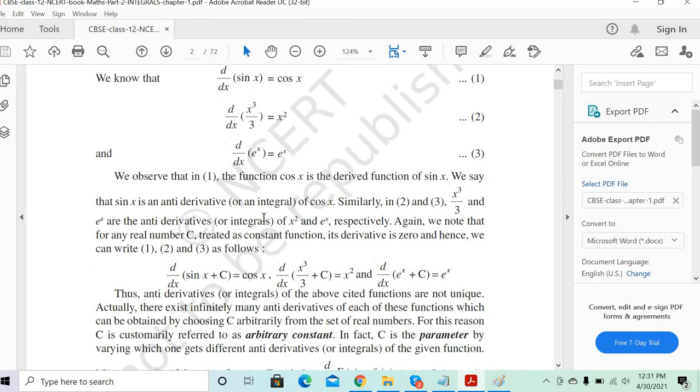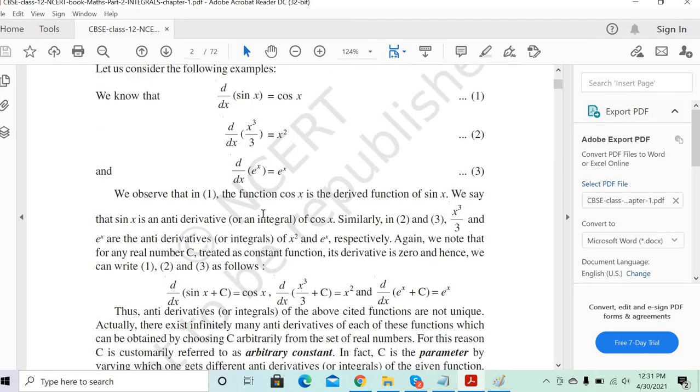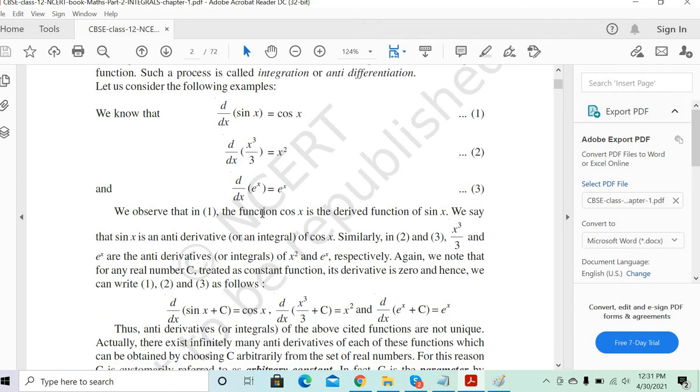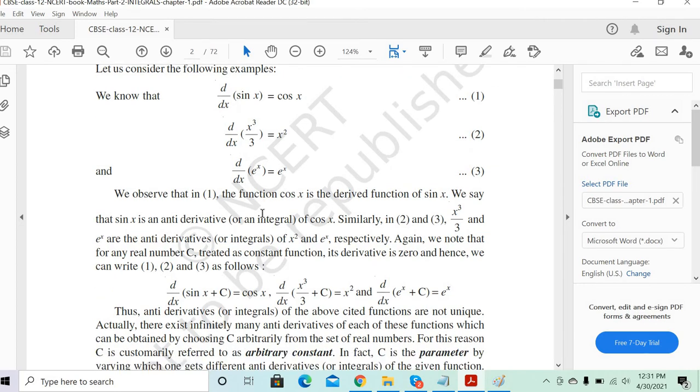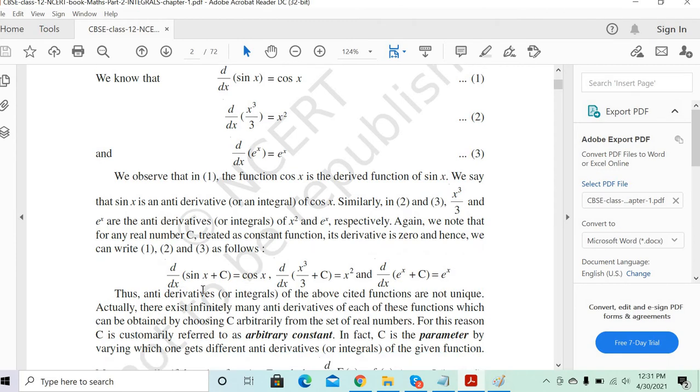Now, we need to understand one more thing in this part. You might have seen that we say that sin x is antiderivative of cos x. Similarly, in 2 and 3, we can say that x cube by 3 and e power x are the antiderivatives of x square and e power x. Now, we somehow write that d by dx of sin x plus c is equal to cos x, and d by dx of x cube plus c is equal to x square.